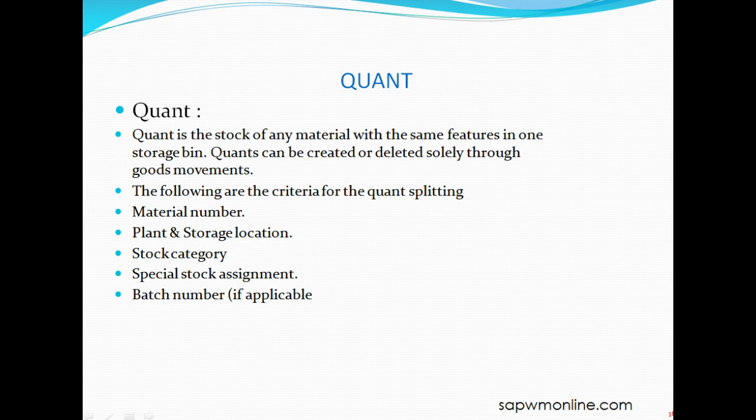So what is the criteria for generation of quant or for quant splitting? So if you are doing a goods receipt and you have two material numbers in the same goods receipt, then two quants would be generated. Similarly, if plant and storage location is different, two quants would be generated. If the stock categories of the materials are different, the quant would be split. It would be split if the materials have different special stock assignments or different batch numbers. All these factors would make the quant split.